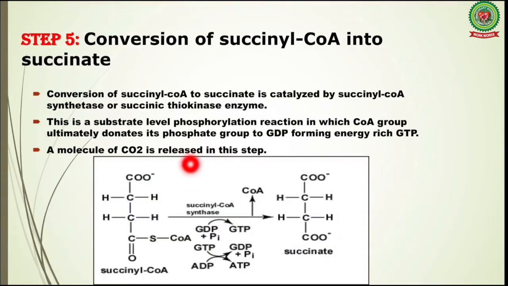Now, step 5, which involves conversion of succinyl coenzyme A into succinate. This conversion is catalyzed by succinyl coenzyme A synthase or succinic thiokinase enzyme. This is a substrate level phosphorylation reaction in which the coenzyme A group ultimately donates its phosphate group to GDP, forming energy-rich GTP. A molecule of carbon dioxide is released in this step.